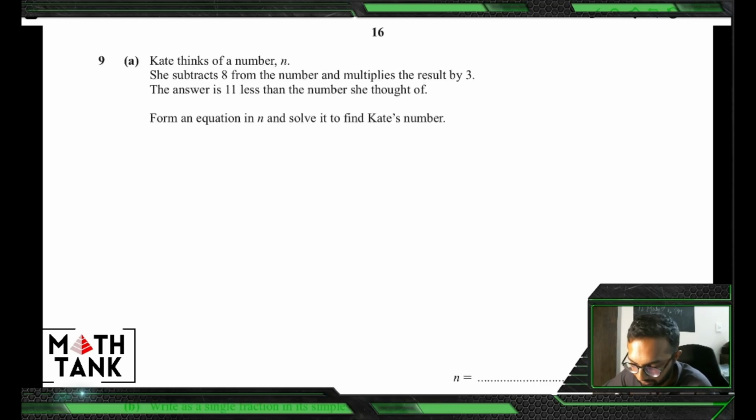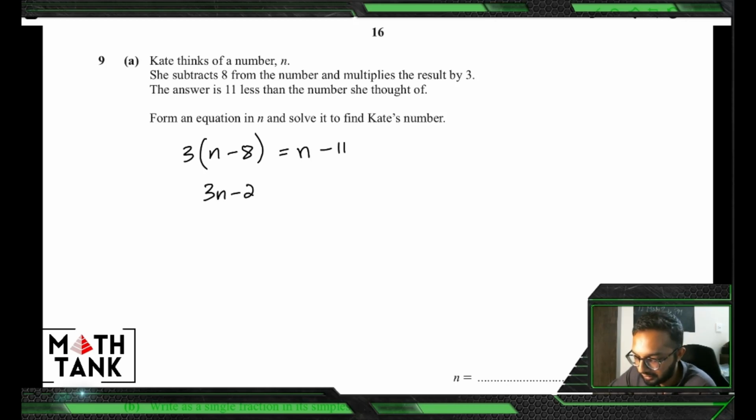It says Kate thinks of a number n. She subtracts 8 from the number and multiplies the result by 3. The answer is 11 less than the number she thought of. What was the number she thought of? She thought of the number n, so 11 less is n minus 11. Form an equation and solve it. So 3n minus 24 equals n minus 11. 2n equals 13.